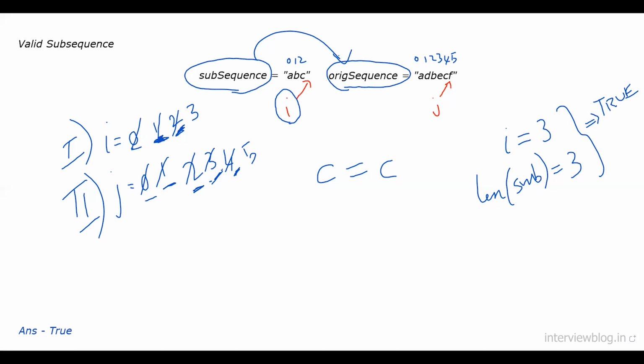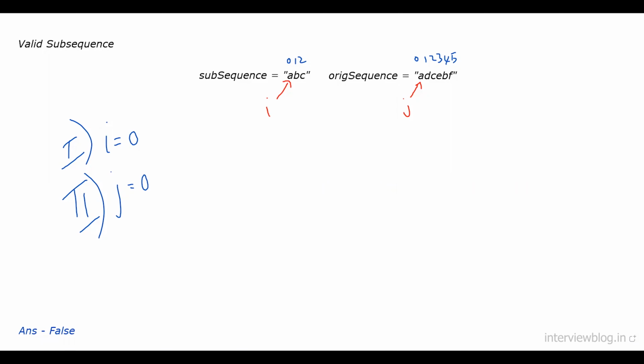Let us now see another example where the given subsequence is not a valid subsequence of the original sequence. In this example, we can see that by removing the elements D, E, and F, we will be getting A, C, and B as our subsequence. But the given subsequence is A, B, and C. So the order is not preserved. Hence, our function should return false in this case. Let us now see how our solution handles this case.